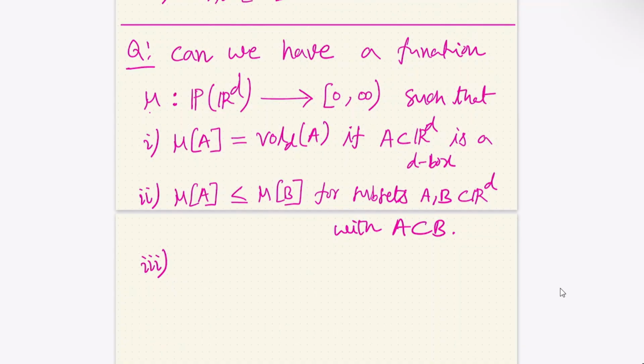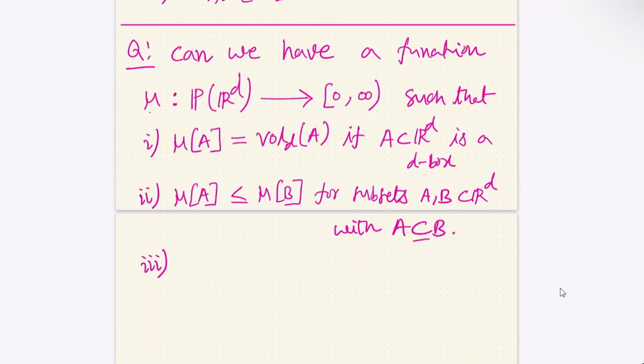First one: if you are assigning a number to a subset of RD, and it is a D box, then the number must be the volume of the D box. Second: if two sets are related by subset, then their numbers are related with less than or equal to. Here I can keep it as subset or equal to, doesn't matter, no problem.